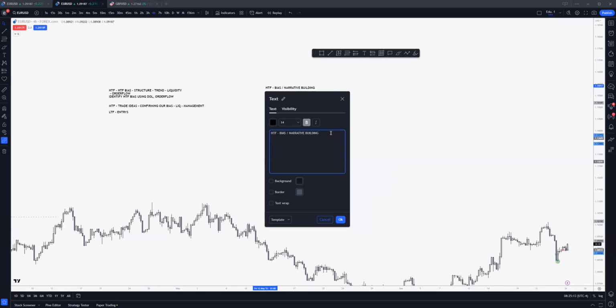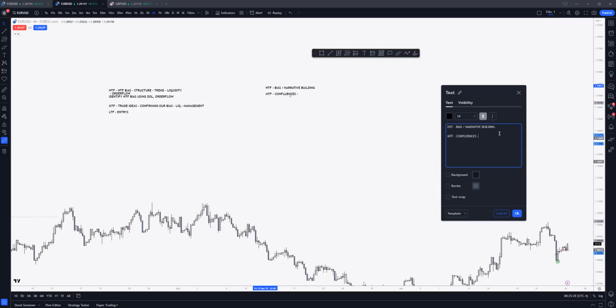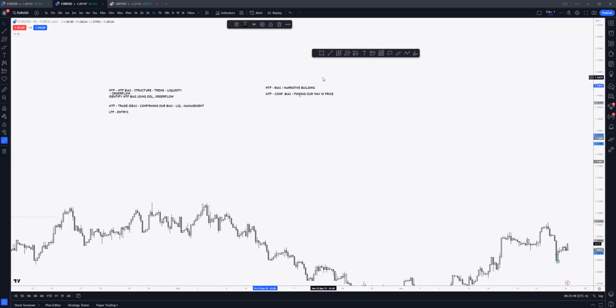Although narrative building is across the board with MTF and HTF, they work together, but MTF gives confluences for the HTF, right? Yeah, confluences. Okay. So what I like to say with medium time frame is finding our weight in price, right? So confluences in confirming our bias is the same thing, right? So we'll keep it the same. Yeah. Confirm bias.